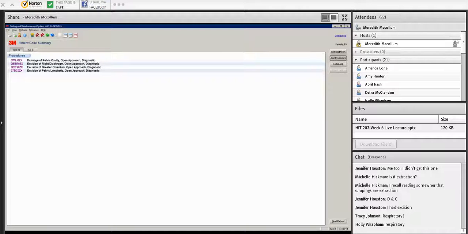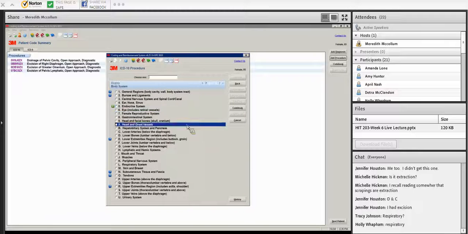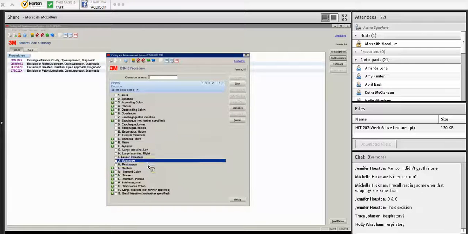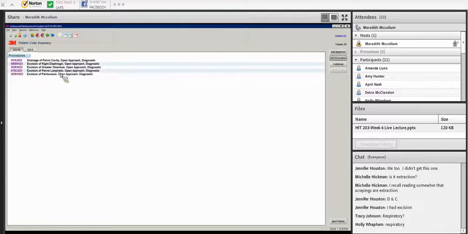Then they did a peritoneal biopsy. It wasn't fine needle. And the peritoneum, I believe, is going to be in the GI. Excision, yes. Peritoneum. It was open. Excision of peritoneum, open approach, diagnostic.